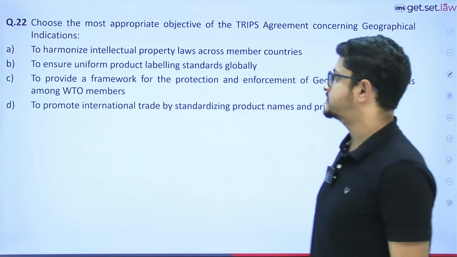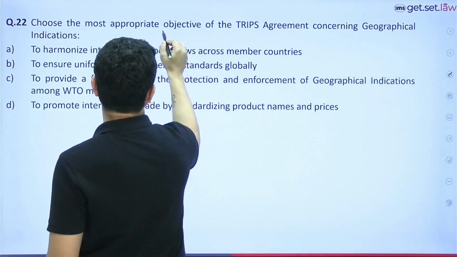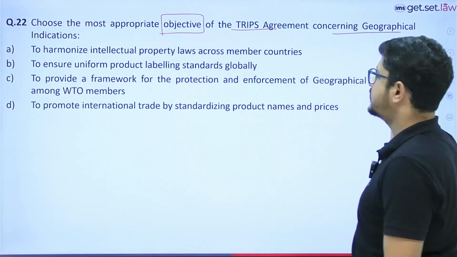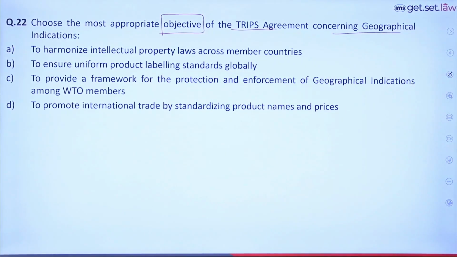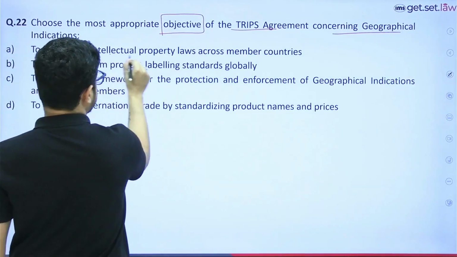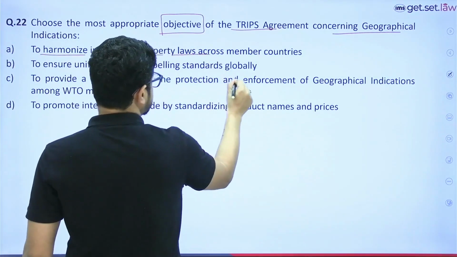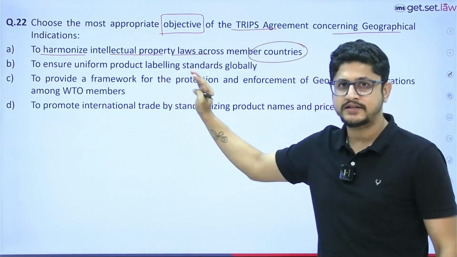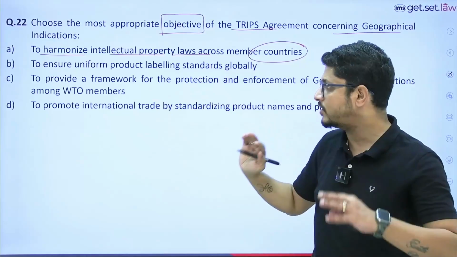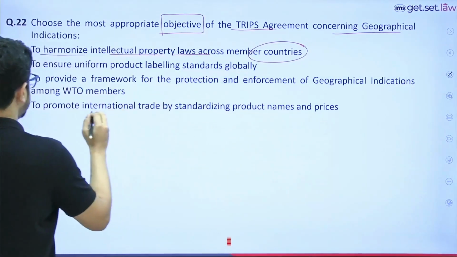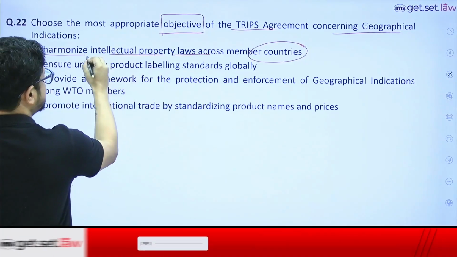Next, choose the most appropriate objective of the TRIPS agreement concerning geographical indication, which was under the WTO. Okay. So it says to harmonize intellectual property laws across member countries. So is it only in this context? That is what the TRIPS agreement talks about, or they want to provide a proper framework? That is what was given in the paragraph. And it is saying intellectual property laws.